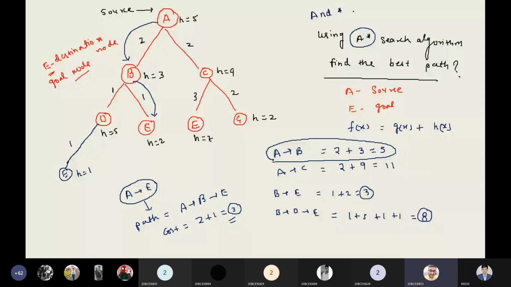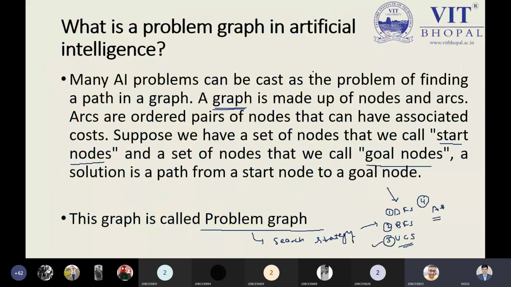In exam time or at the time of an interview, if someone asks what you mean by AND star, then we are talking about the A star search algorithm. Now, we have to see this graph to solve our problem. So we have a problem graph.